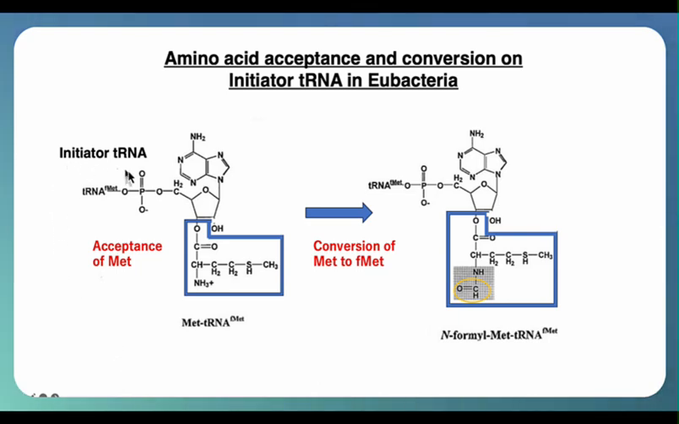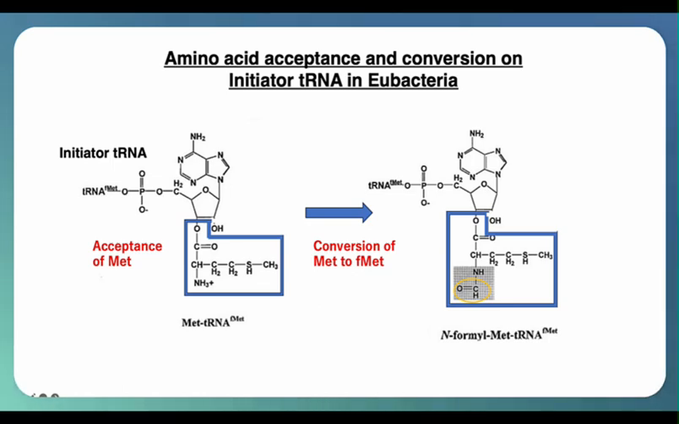It is very interesting that methionine is first added to this initiator transfer RNA, but it is not formyl methionine. This means that amino acid modification occurs on the initiator transfer RNA accepting methionine to charge formyl methionine. On the initiator transfer RNA, methionine undergoes formylation and is converted to formyl methionine.